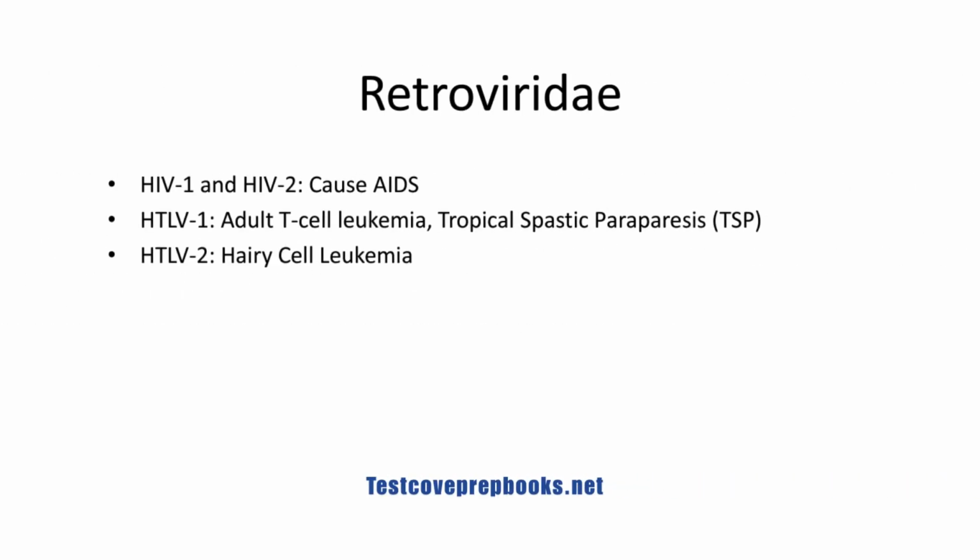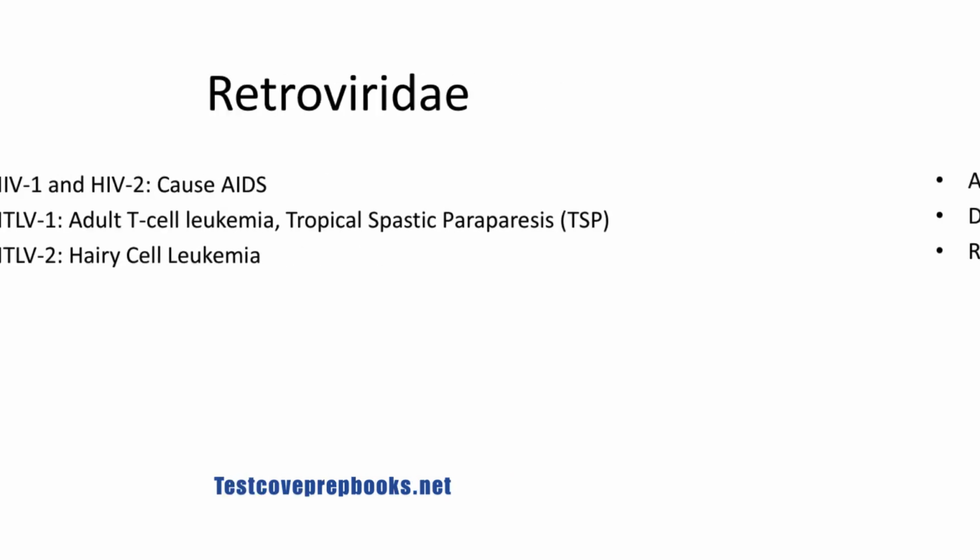Retroviridae includes the human immunodeficiency viruses, HIV-1 and HIV-2, which cause AIDS. It also includes human T-cell lymphotropic viruses. HTLV-1 causes adult T-cell leukemia and tropical spastic paraparesis. HTLV-2 is associated with hairy cell leukemia.